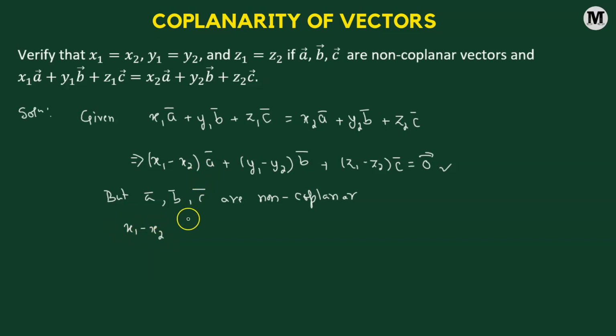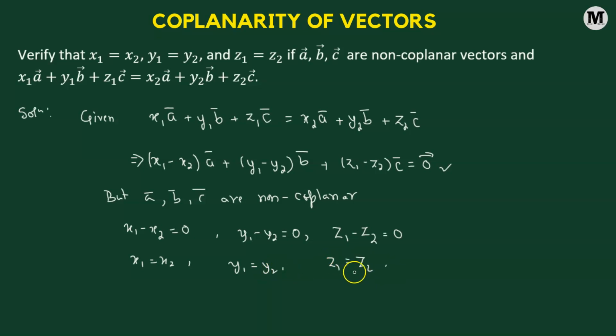x2, this is the coefficient of vector a, that's 0. We have y1 minus y2, that must also equal 0, and z1 minus z2, that should also be 0 as well. That means we have x1 equals x2, y1 equals y2, and z1 equals z2.